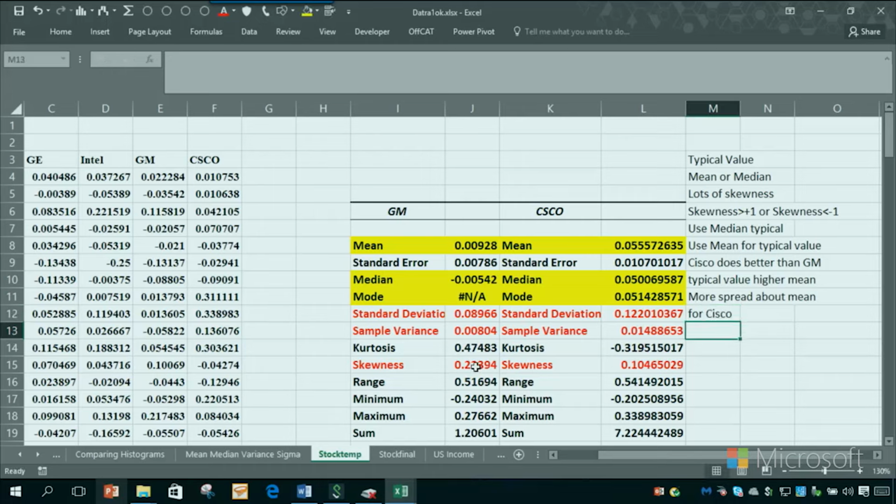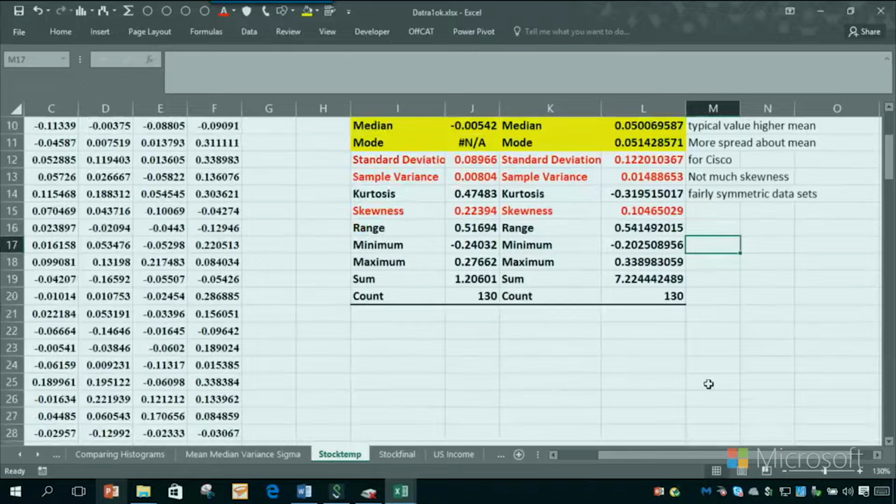And then there's not much skewness. These numbers are very close to 0. Again, greater than +1 is positively skewed, less than -1 is negatively skewed. So basically not much skewness. And we saw that in the histograms that we had for GM and Cisco. Fairly symmetric data sets.